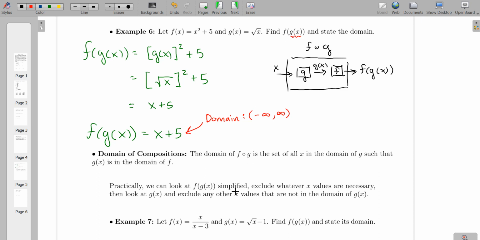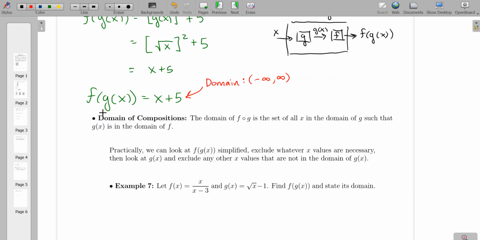All right. So here's how we would summarize that. The domain of f of g is the set of all x in the domain of g such that g of x is in the domain of f. Now that's kind of a wordy, mathy definition.